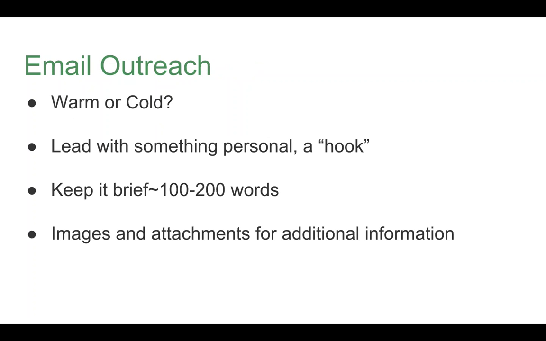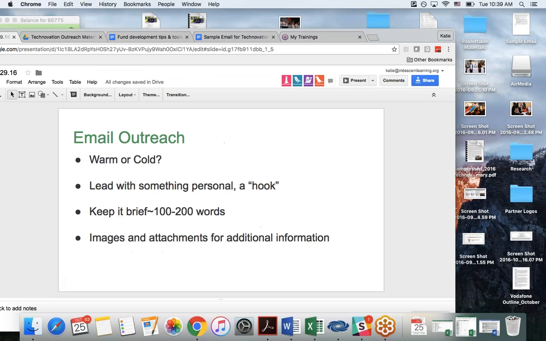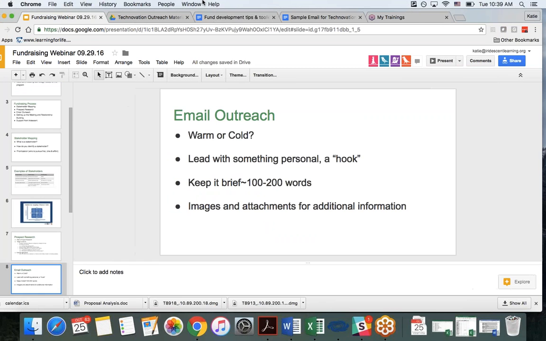So now that you've identified a person within the company to contact, it's time to send that email outreach. And first you need to decide if your point of contact is warm or cold. So warm contact is someone that you've been virtually introduced to, that you've met before or have a relationship with. And a cold contact is someone who's a stranger or you've never communicated with before and you don't have an existing relationship with them. So I'm going to show you an example email for how you could structure a Technovation outreach email.